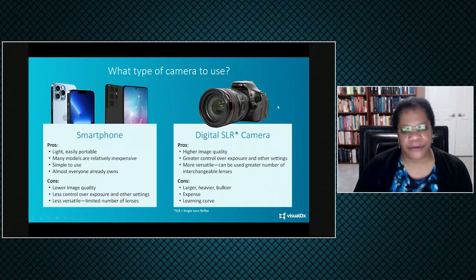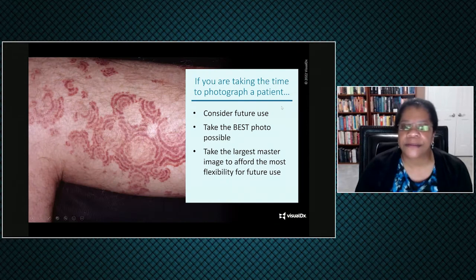And by the way, I use a macro lens for all of my photography, which allows you to perform extremely close-up photography, which is useful for photographing small lesions such as papules. All right, next.